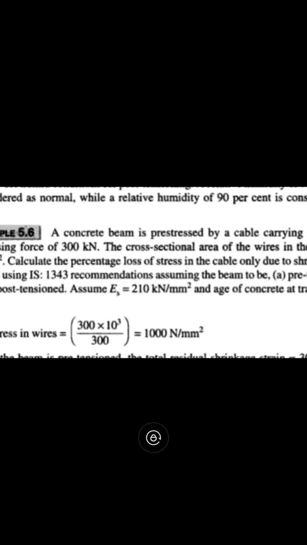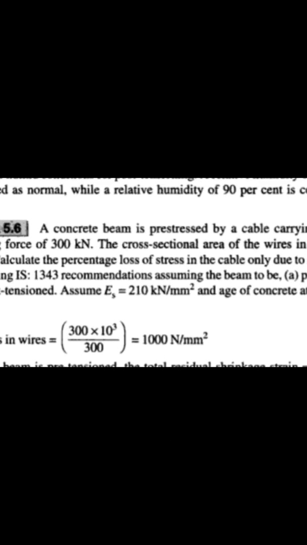Okay, so they have given the initial pre-stressing force, 300 kilonewton. They have given the area of the cables, that is 300 mm square. They have given the Young's modulus of the steel as 210 kilonewton per mm square. So this is what they have given. So first what you have to do is find out the initial stress. That initial stress is nothing but the load by area.